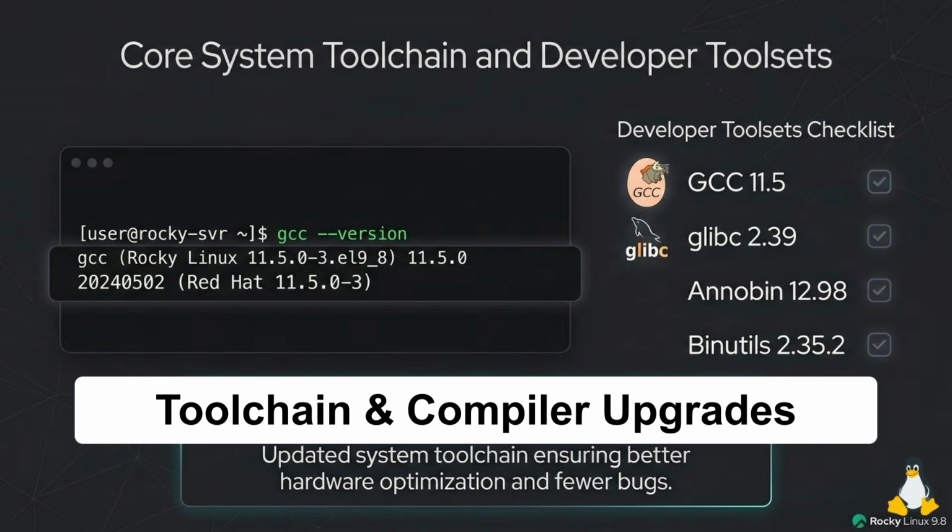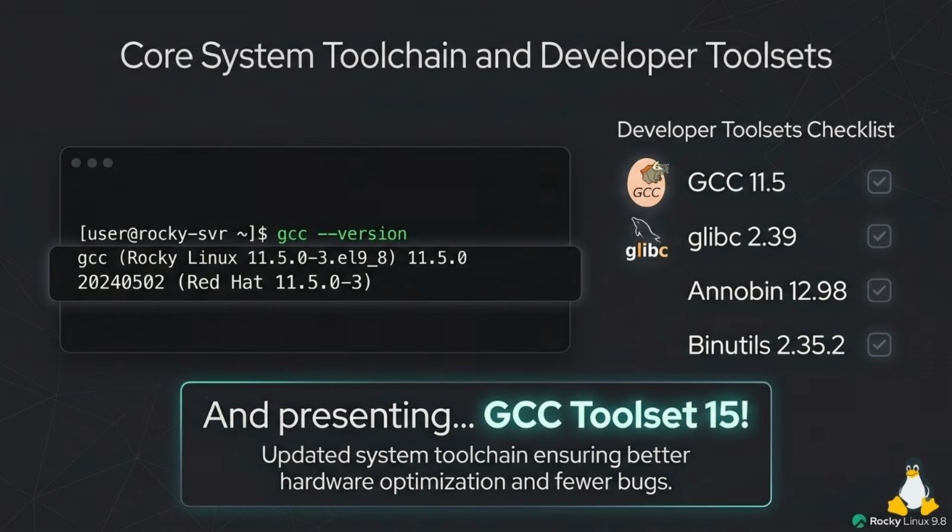Now, let's pivot over to the developers, system engineers and anyone who loves compiling software from source. RHEL Linux 9.8 has completely refreshed its system toolchain and compiler stacks. At the foundational core, the base system toolchain now features GCC 11.5 and glibc 2.39, alongside annobin 12.98 and binutils 2.35.2. These are the underlying pieces of software that compile and run almost every binary on your system. Upgrading this ensures better hardware optimization and fewer bugs at the compiler level.